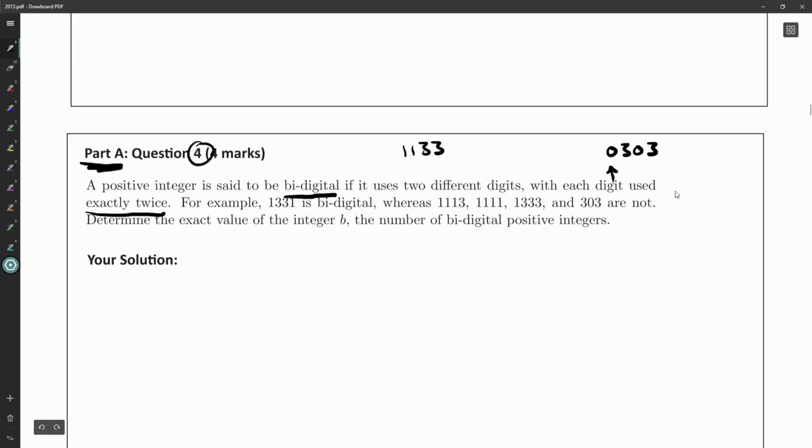Now, what do we want? Determine the exact value of the integer b, an odd way to phrase that, the number of bidigital positive integers. So we just want to know how many bidigital positive integers there are. Okay. So we're going to have to pay special attention to this leading zero stuff.